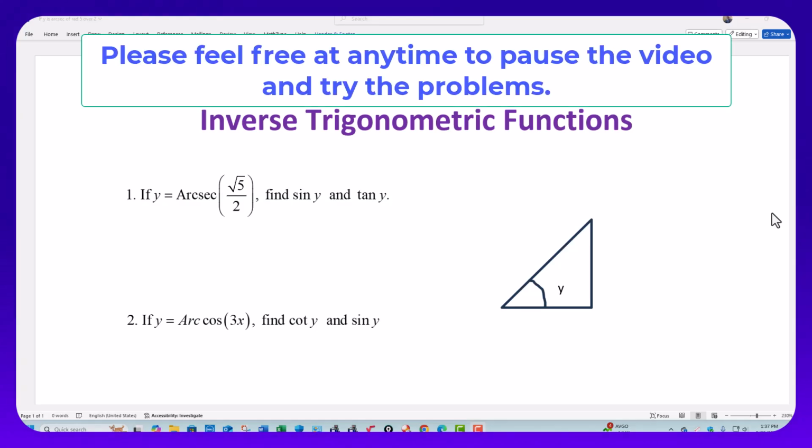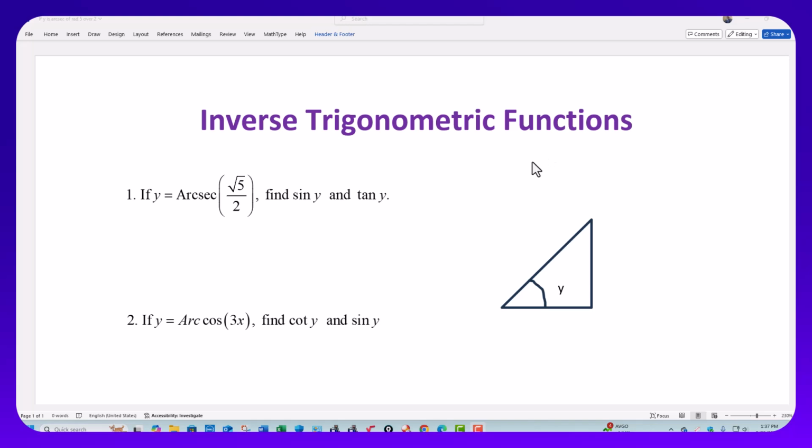In this video, we have two problems involving trigonometric or inverse trigonometric functions. And if you're taking trig right now, and you're working with these kinds of problems, you'll also see some of these later on if you take calculus. So for the first one, we have: if y is equal to arcsecant of the square root of 5 over 2, we want to find sine of y and tangent of y.